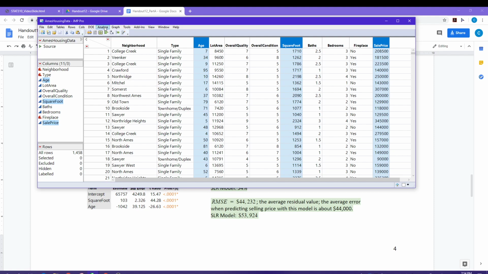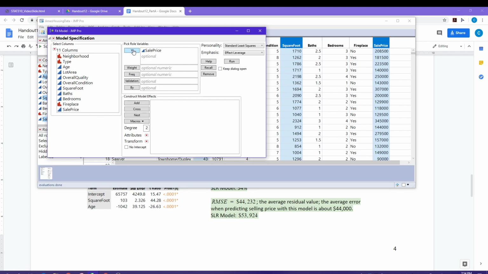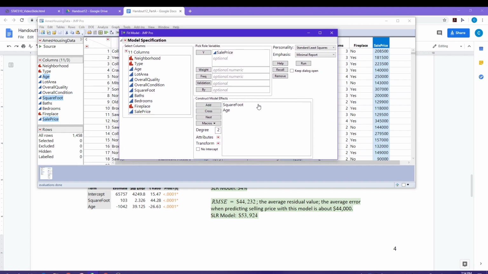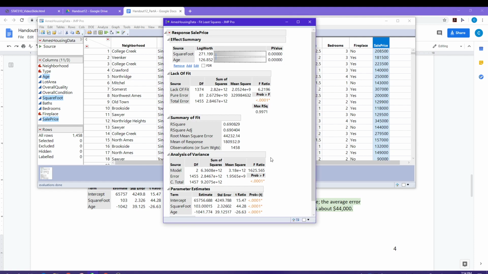To fit this model, I'm going to select Analyze, Fit Model. I'm going to put sale price here in the Y box, and I will put square foot and age in the Construct Model Effects box here. Go ahead and hit Run. The summary of fit, analysis of variance, and parameter estimate output is given to me by JMP here. One thing that I will note is missing is that scatter plot, and I'll talk more about that in a minute.